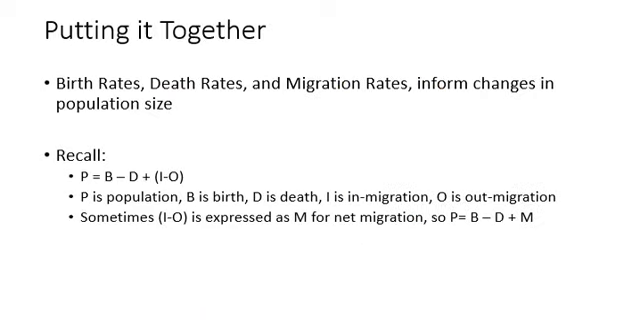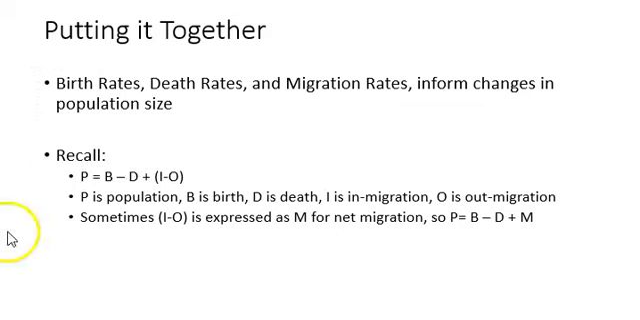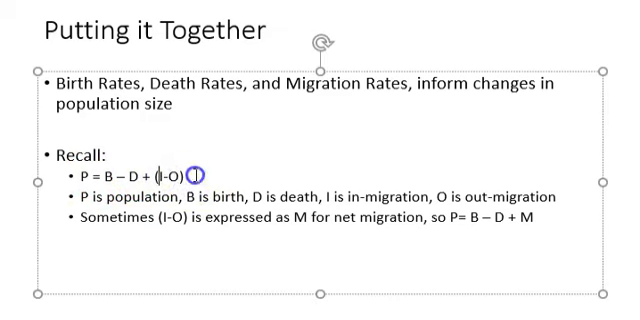And finally, when we put these three vital events together, the birth rate, the death rate, the migration rate, we can look at the fundamental equation of demography, which is population as a function of births minus deaths plus migration, which is in-migration minus out-migration.